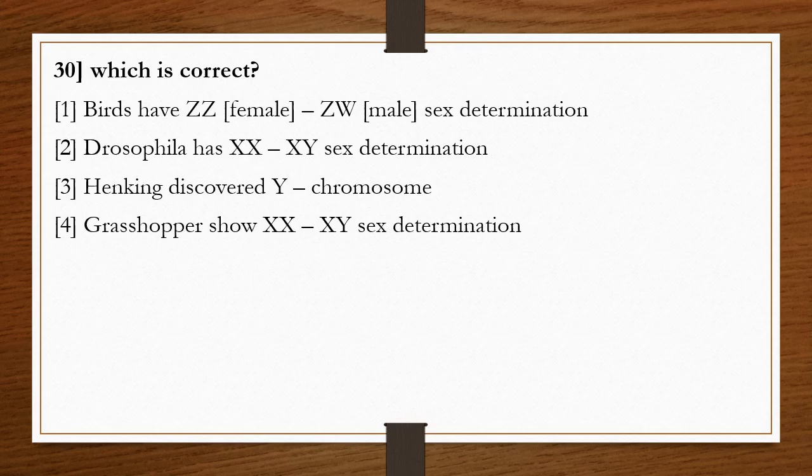So now let's see the first option. It is given birds have ZZ a female. ZZ is not a female, it is a male, and ZW is not a male, it is a female. So that means this statement is wrong. Drosophila has XX and XY sex determination. The same is given in fourth option. Grasshopper shows XX, XY sex determination. So here in grasshopper it shows XO, XX sex determination, not XX, XY. So the fourth option is also wrong.